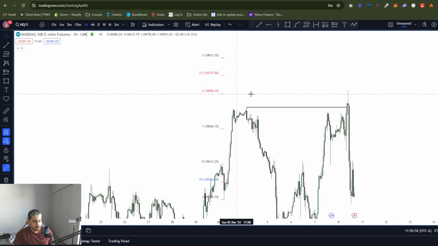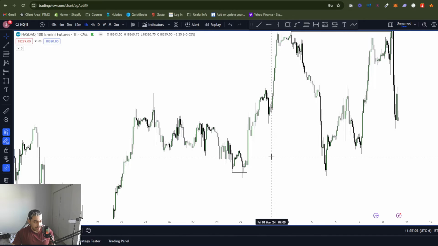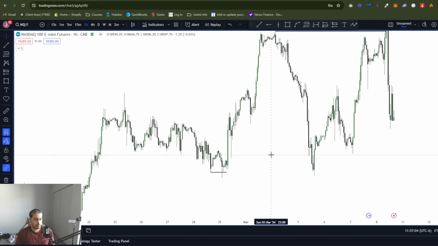Boom. -2 hit, reverses all the way back down, right? It's pretty cool to see these projections play out. And usually what I do, I don't really like to carry over the projections from last week to the current week.